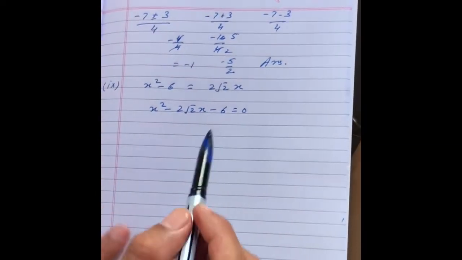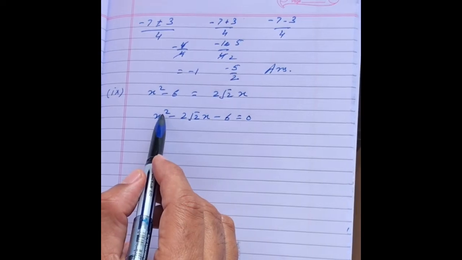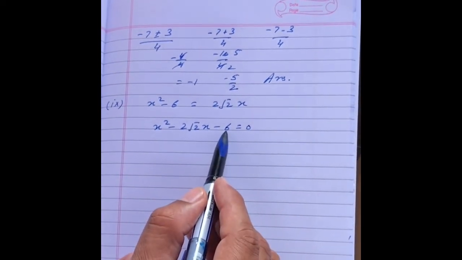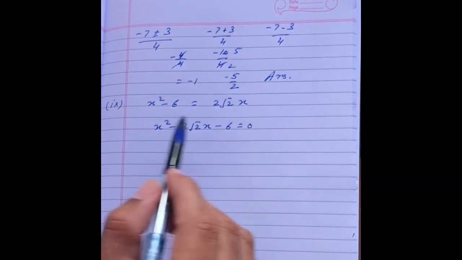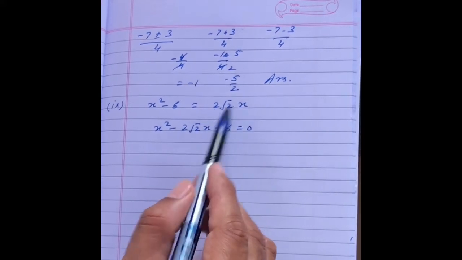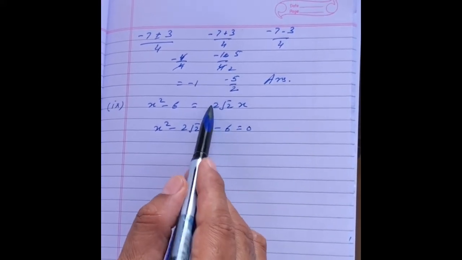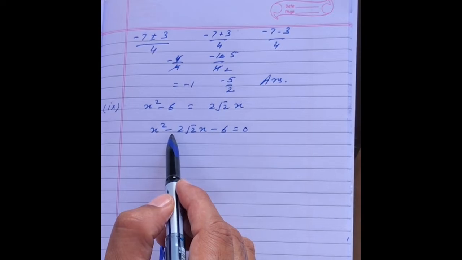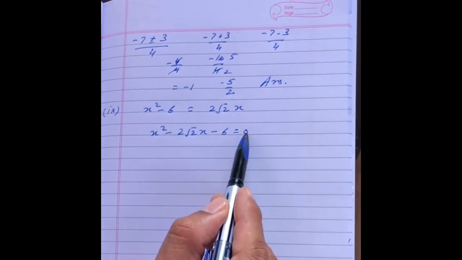This is called standard form. First I write x square, then I write x, then the term without any variable. So x square minus 2 root 2 x, here it is positive, so it becomes negative on the left hand side. Minus 6 is equal to 0.